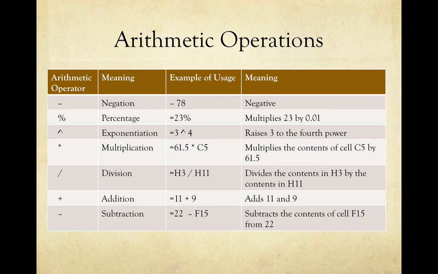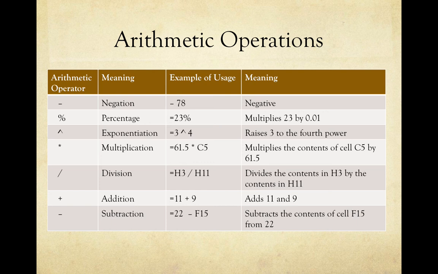All right, arithmetic operations. So we need to know what the operators are and their meaning. I'm going to show you an example in this table, and then the meaning of how you would read it. Okay, so you may want to pause again for a moment and write these operators down so you know what to use. The negative sign is a negation, so it's going to show a negative number, negative 78. That's how we would read it.